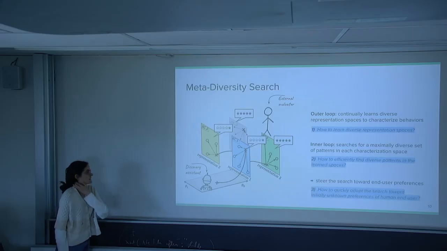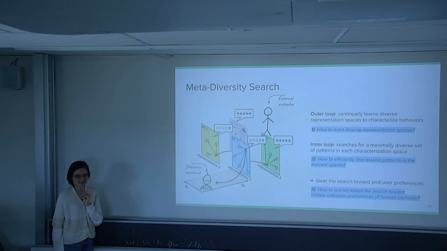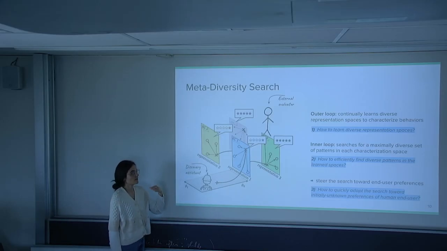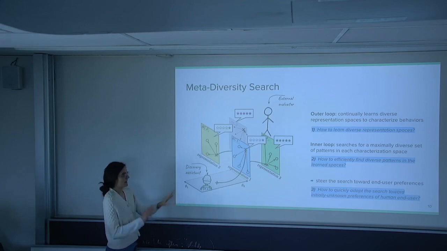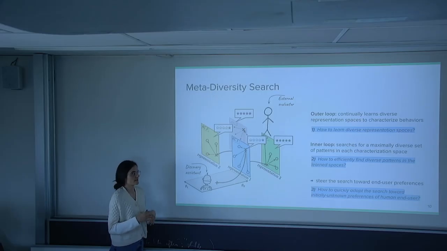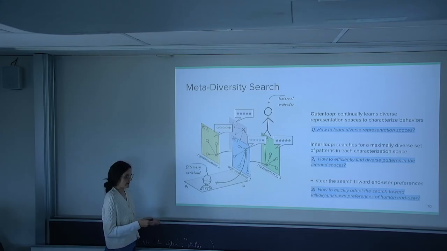That's the general intuition about meta-diversity search, but of course in practice it's a really hard question. How do you implement this, especially the first point? How do you continually learn diverse representation spaces of your data that are relevant? And also the last point: how do you adapt the search to the preferences of a human that you don't know at first, because what the human judges interesting is not only subjective but evolves in time? So how do you play with this?